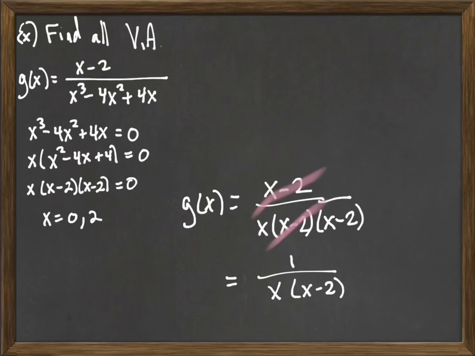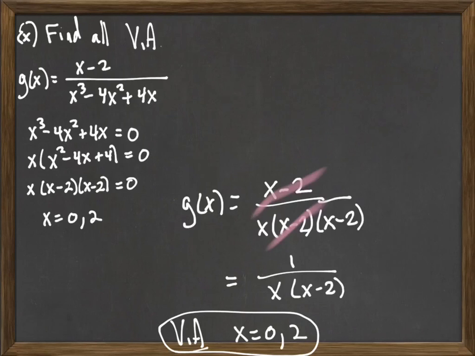And so once we've canceled out those 0 factors, anything that remains in the denominator as a factor, as a 0 of the denominator, is going to be a vertical asymptote. And so in this case, what we do is we reduce it first, and then look and see what's left. And in this case, we see that both 0 and 2 are still factors of the denominator, and so both of those are vertical asymptotes.